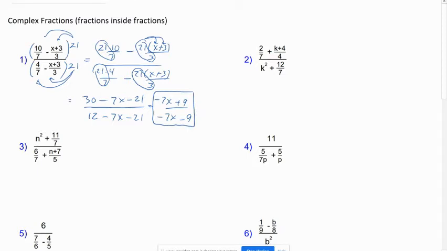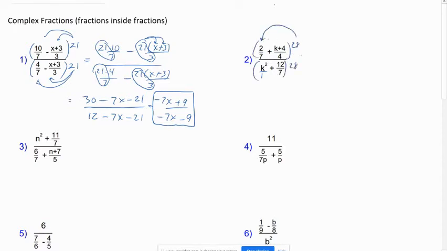Okay, now let's take a look at problem 2. In problem number 2, I'm going to put a denominator under the k squared so we can see our four denominators. We have 7, 4, 7, and 1. So the common denominator of all four of those numbers is 28. And so I'm going to multiply the top and the bottom by 28.